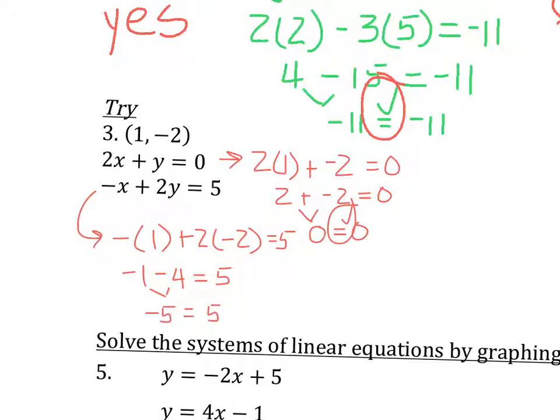So -1 and -4 combine together to make -5. And then I ask myself, does -5 equal 5? And that is obviously a no. Okay, so this would not be a solution, because again, we don't have 2 check marks. All right, let's go ahead and look at 4.